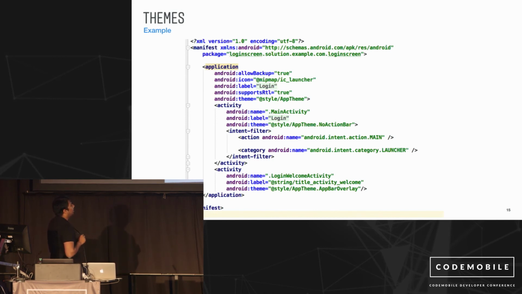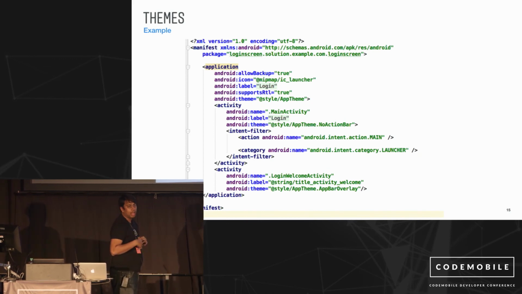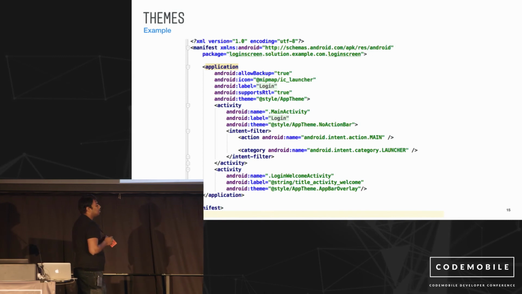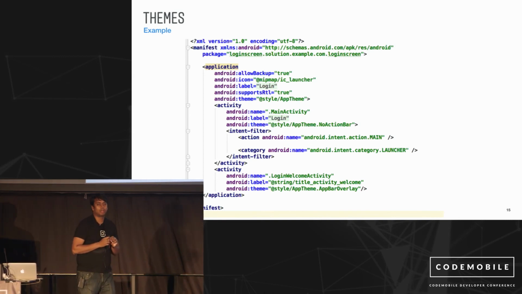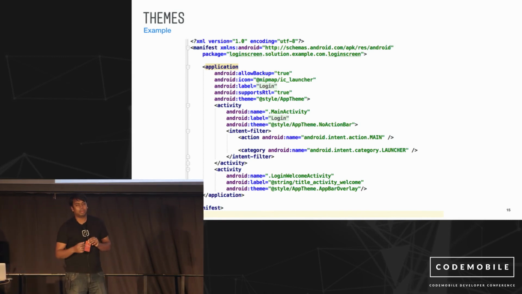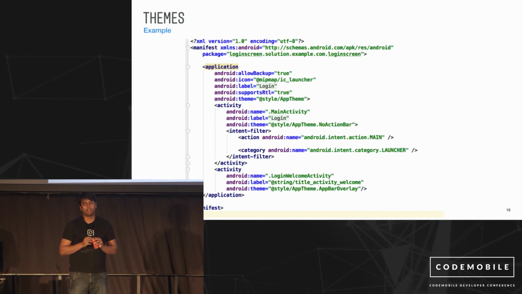Here I have a main activity. I have a login welcome activity. From the main activity, I am adding a no action bar theme. From another activity, I'm adding an activity welcome theme. So themes give me an opportunity to move away from the traditional framework of if-else logic and stuff like that.